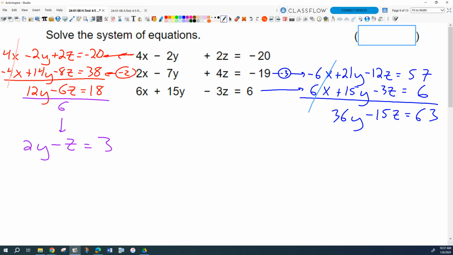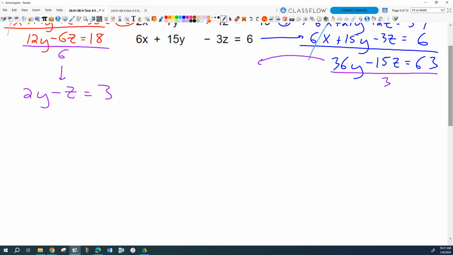And this one over here, you guys said divide by 3. Is that right? Yeah. If I divide by 3, and I'll push that over into our system, I'm going to get 12y minus 5z equals 21. Okay, good. And again, I didn't have to do that. It makes things a little simpler, though.